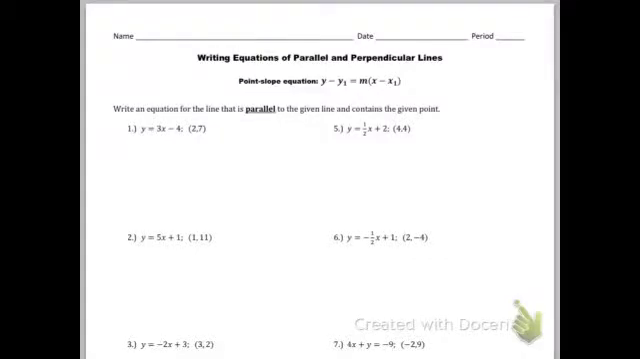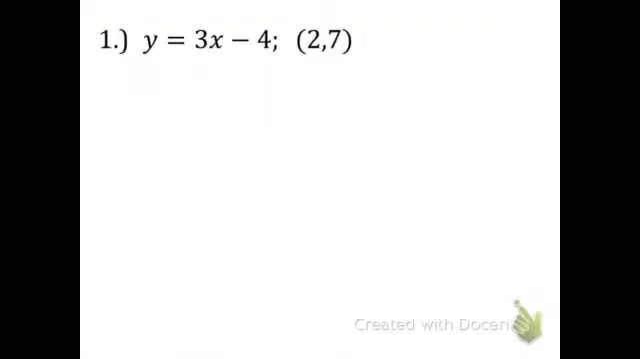Alright, it's time for the solutions for the writing equations of parallel and perpendicular lines. It gives you an equation. You need to write an equation of another line that's parallel to this one and goes through this point here. If you want to write a parallel line, you have to use the same slope as the original, and the slope's the number in front of the x. So we're going to use 3 for our new equation. And we're going to use these points here in our equation. And the formula we have is y minus y1 equals m times x minus x1.